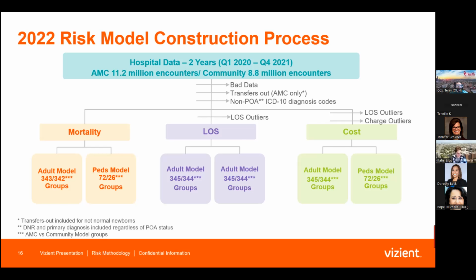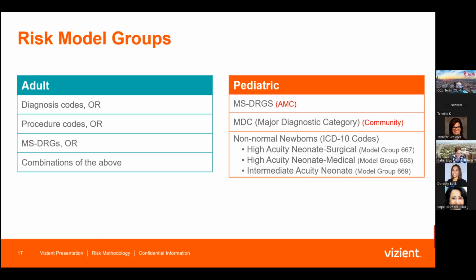No, always steal my thunder. I'm okay. So we talked about how we come up with those 6 risk models and now how models are contained within each model. The adult encounters are assigned to a risk model group using either a diagnosis code, a procedure code, or an MSDRG. Before it was just MSDRG, but now we also consider a combination of the above.